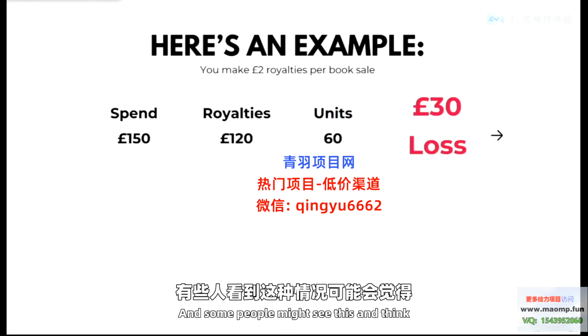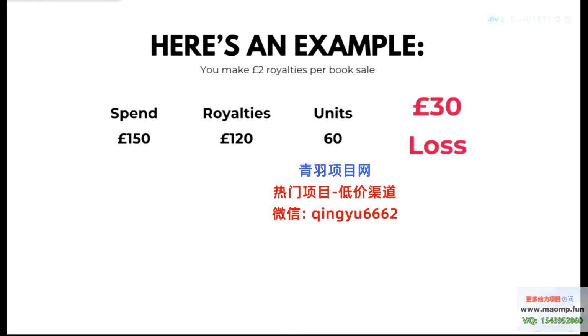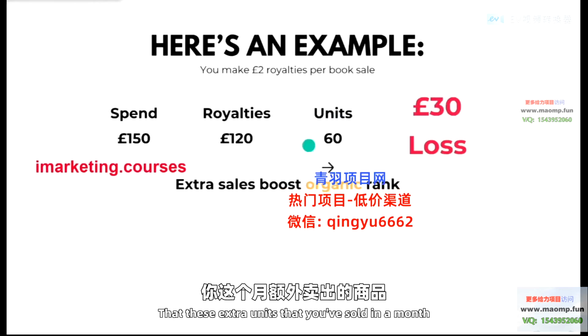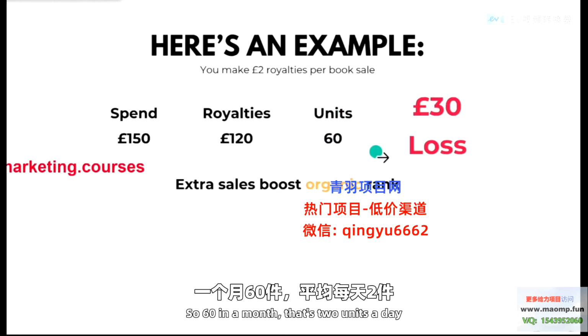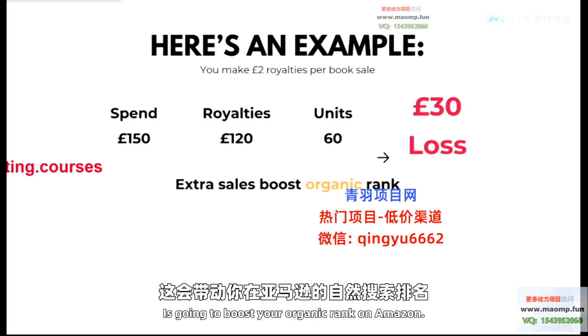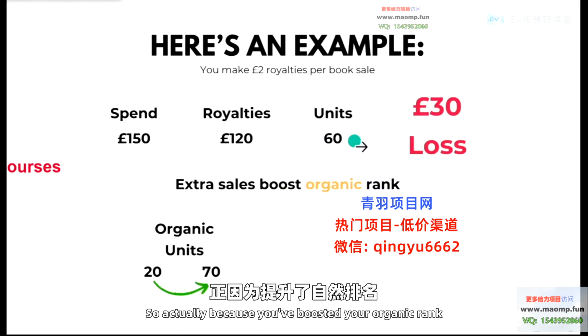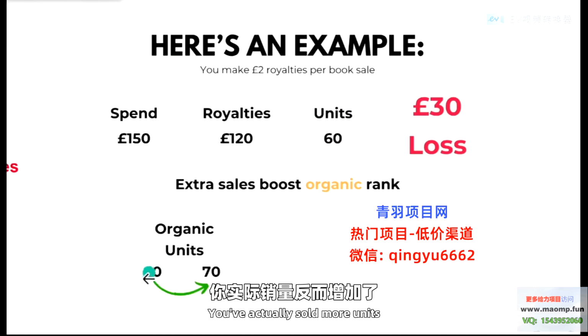And some people might see this and think, oh no, ads are not for me, wasting too much money. But you have to remember that these extra units that you've sold in a month, so 60 in a month, that's 2 units a day, is going to boost your organic rank on Amazon. So actually, because you've boosted your organic rank, you've sold more units than you did in the previous month.